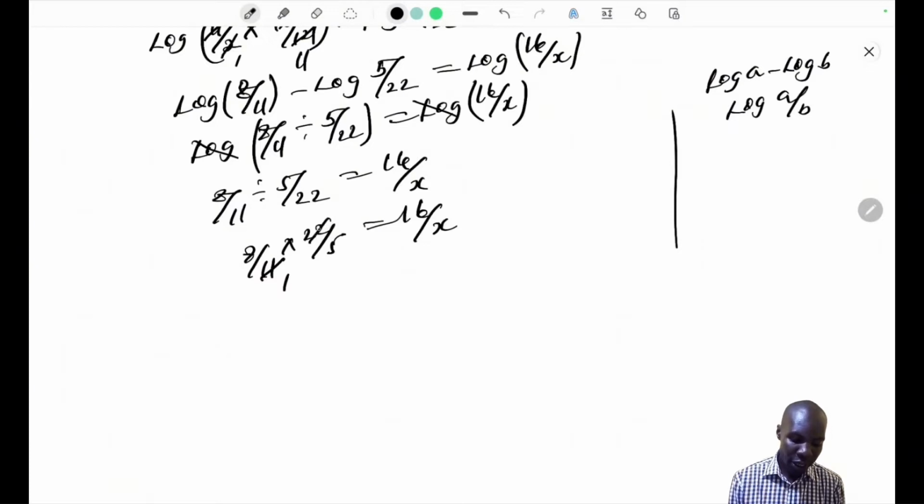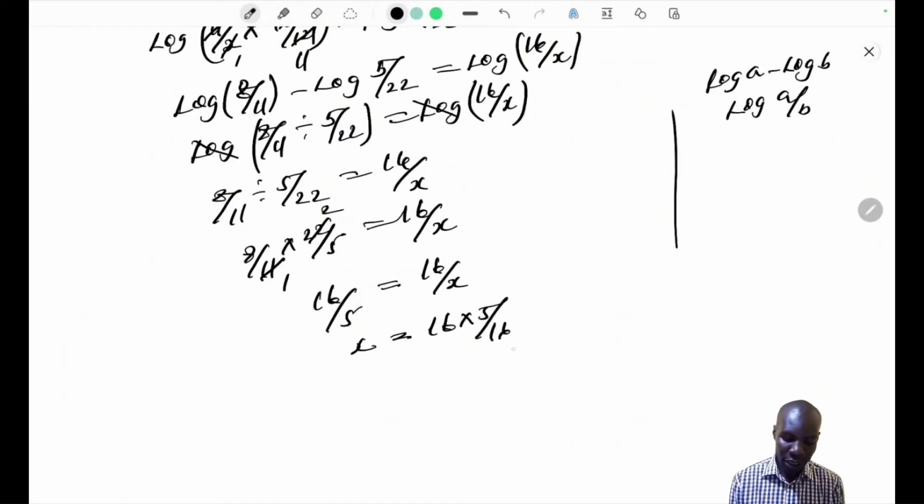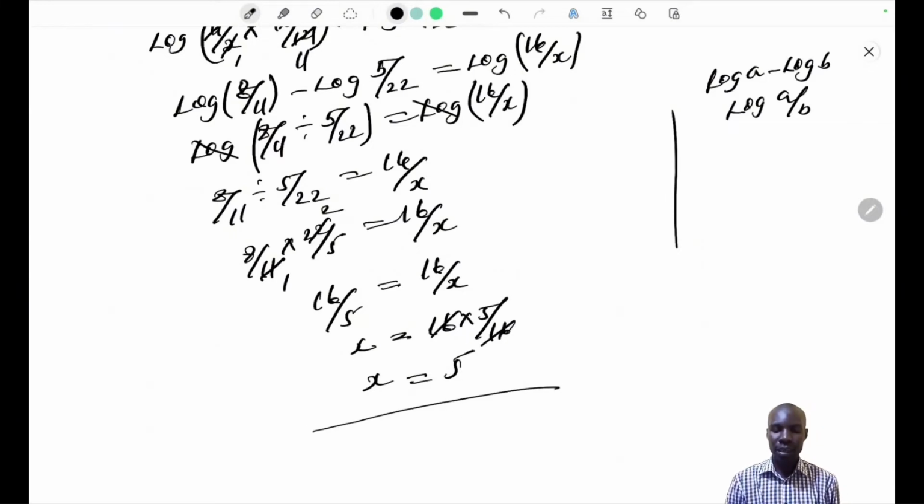So 11 goes here 1, 11 goes here 2. We have 16 over 5 should give us 16 over x. So x alone will be equal to 16 times 5 over 16. X alone will give us 5, and that is the answer for that.